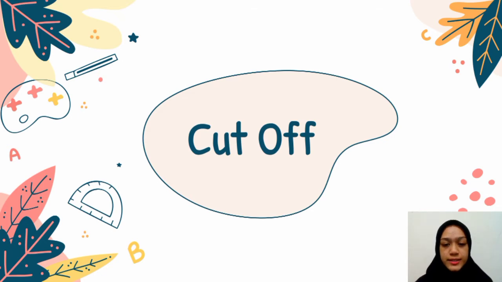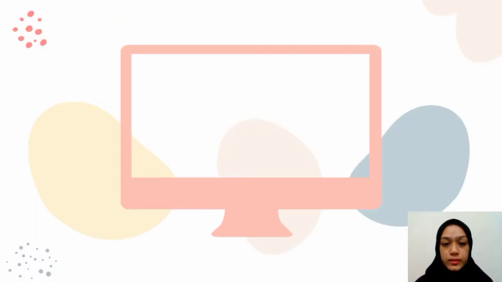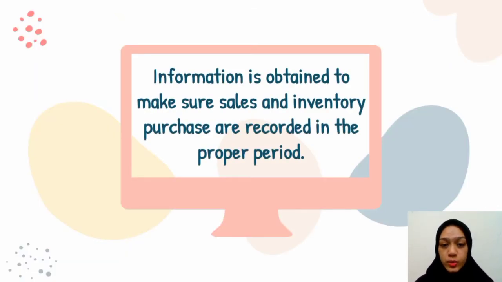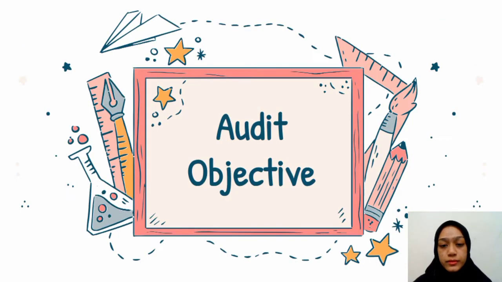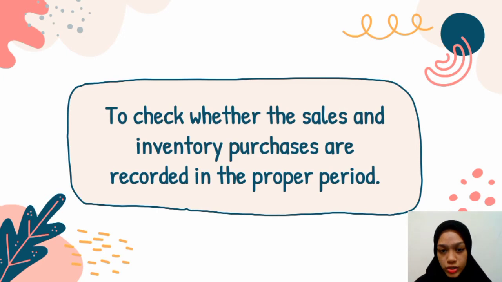Next assertion is cut-off. The information is obtained to make sure sales and inventory purchases are recorded in the proper period. The audit objective for cut-off is to check whether the sales and inventory purchases are recorded in the proper period.